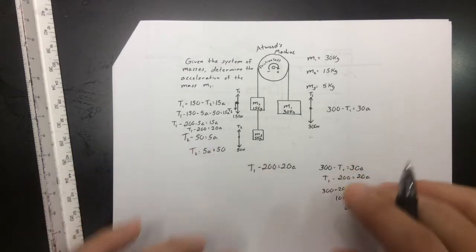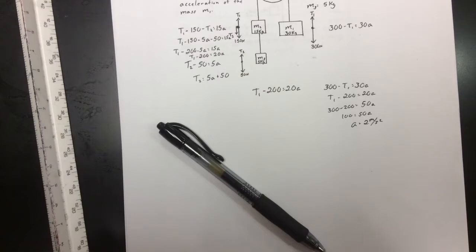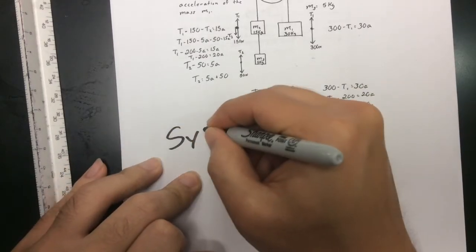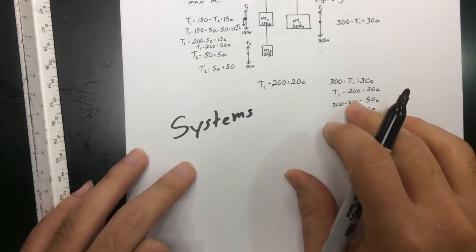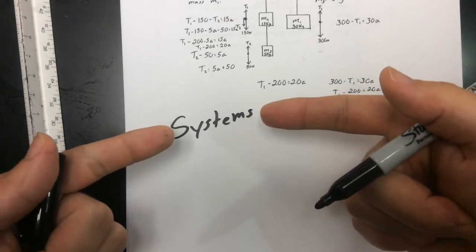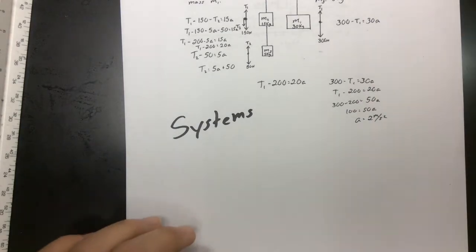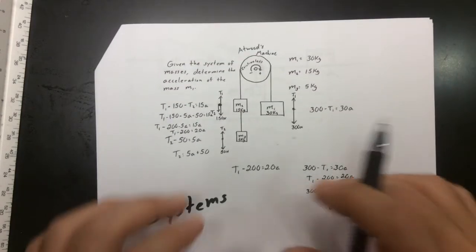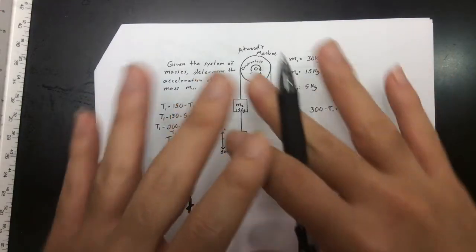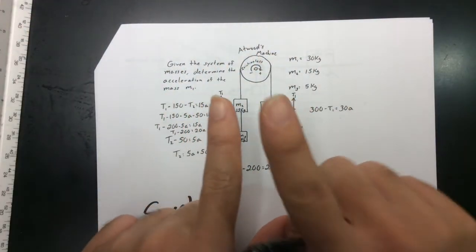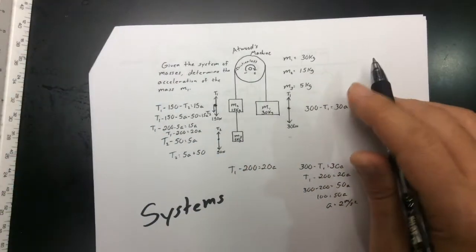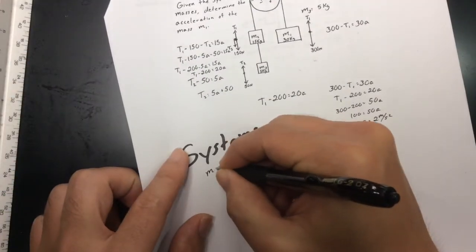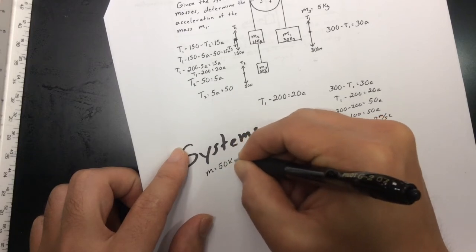Now I'm going to go back and do the systems way. And for you guys that did the systems way, I'm going to write out really big systems. And so people that are fast forwarding can say, hey, systems. Okay, so to do it as a system, we're going to look at it as one big moving thing. So how much stuff is in our big moving thing? We have 30 and 15 and 5. That's going to be a total of 50 kilograms of stuff. So as a system, our mass is 50 kilograms.